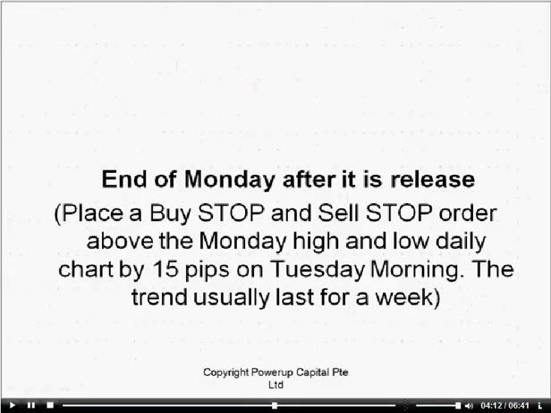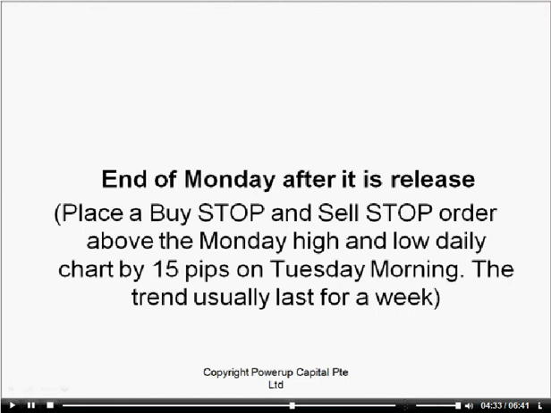Let's look at end of Monday after it is released. In this technique, you place a buy stop and a sell stop order above the Monday high and below the Monday low on the daily chart by 15 pips on Tuesday morning. Now this trend usually lasts for a week.